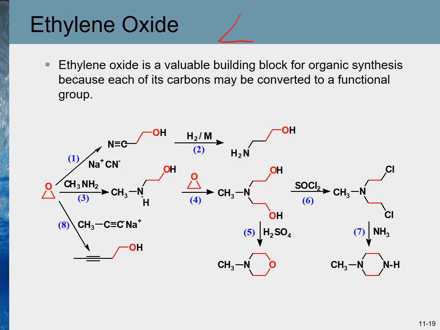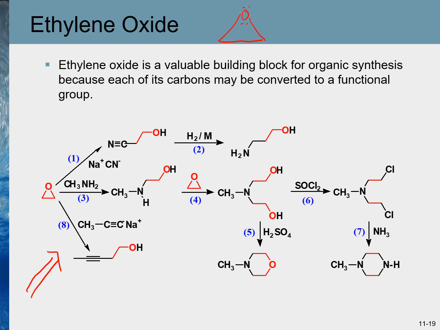Oxirane epoxide, which is also known as ethylene oxide, is an extremely valuable building block for organic synthesis because each carbon of its two carbon skeleton has a functional group. This flowchart shows how, starting from the same ethylene oxide unit, we can obtain different categories of organic compounds with various functional groups.